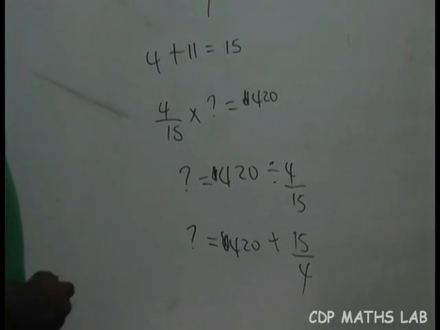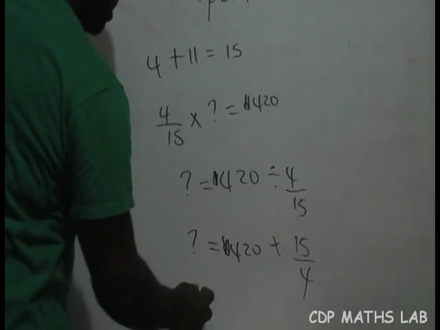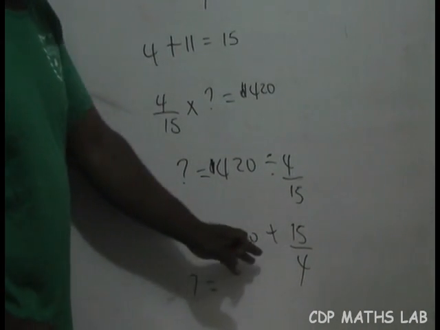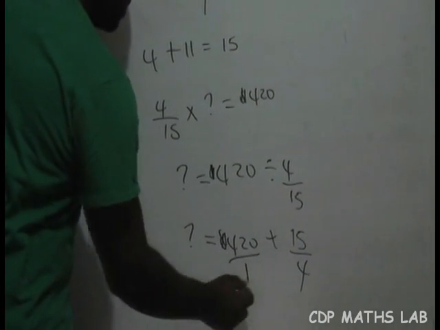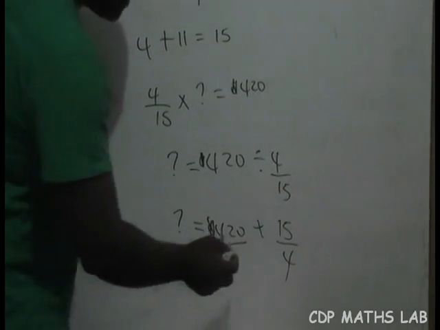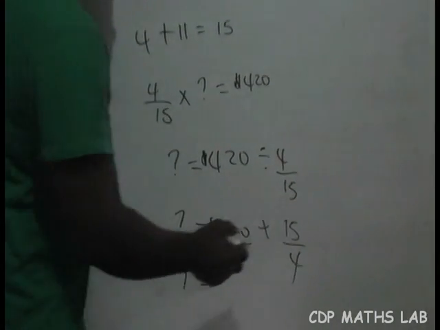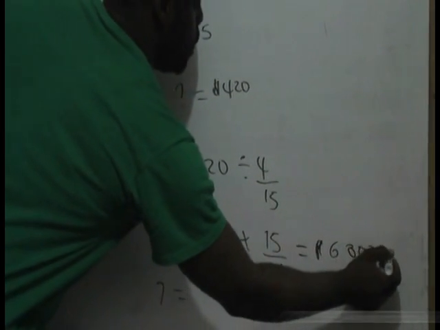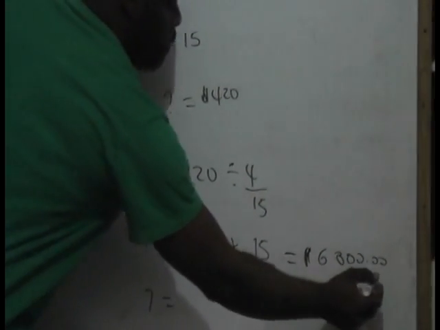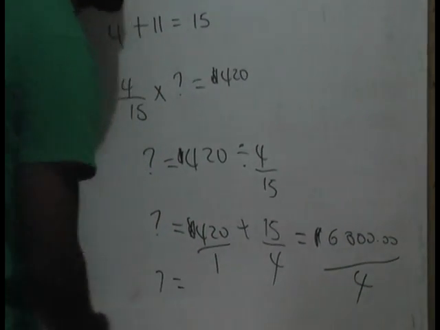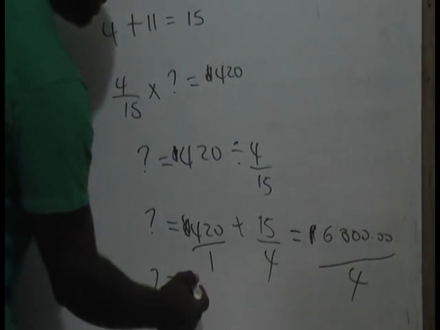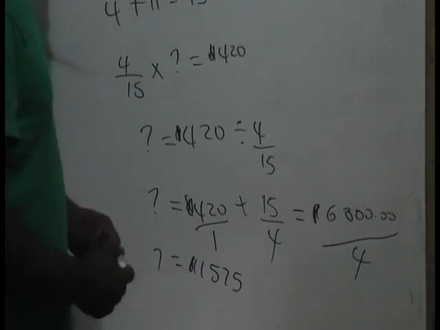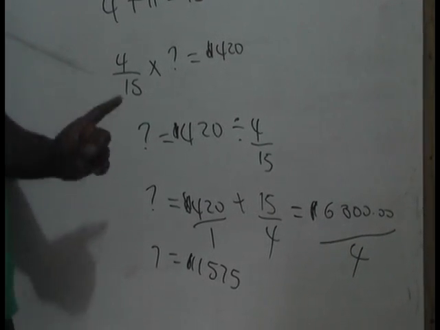Very good. So therefore, you could say then that question mark is equal to 15 times 420. And what's the answer there? Now, 15 times $420 will equal $6,300, and that must be divided by 4. How I got 4? 1 times 4 is 4. So that would be equal to $1,575.